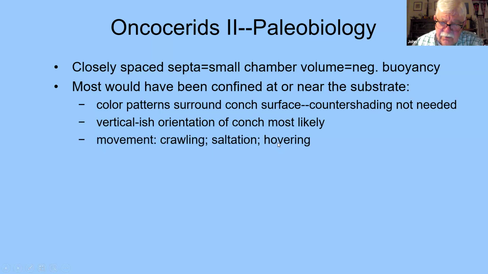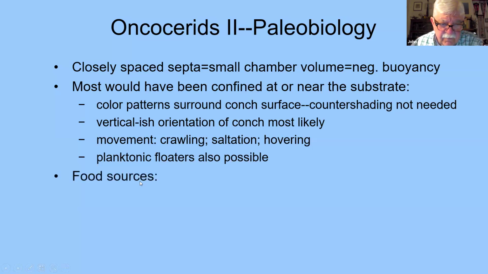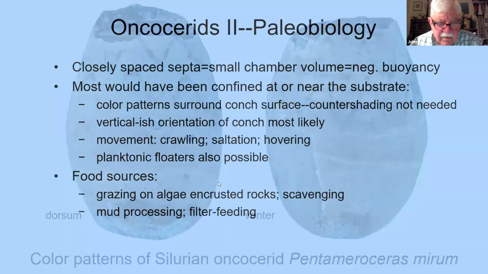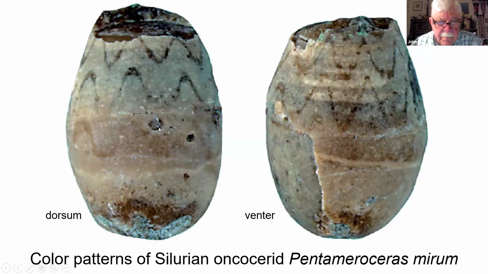I mean, they might have been close to neutrally buoyant, and their siphon would produce enough energy to keep them maybe hovering over a bit until they saw something they wanted to eat. Planktonic floaters also are possible. Food sources: grazing on algae encrusted rocks, scavenging, mud processing, filter feeding. Now here's that Silurian oncocerid, Pentameroceras murum.